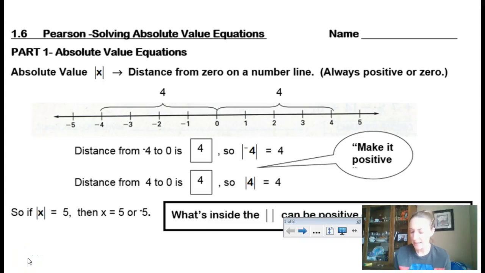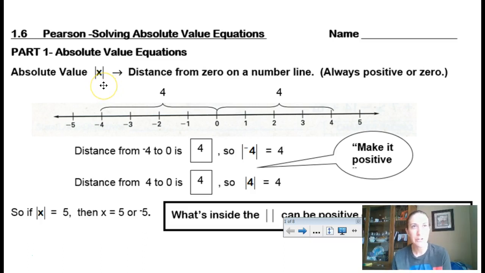So on today's lesson, we're going to be solving absolute value equations and inequalities. In all likelihood, when I taught this in our classroom, we split this up into more than one day. So let's first talk about what an absolute value means. Absolute value actually measures the distance from zero.